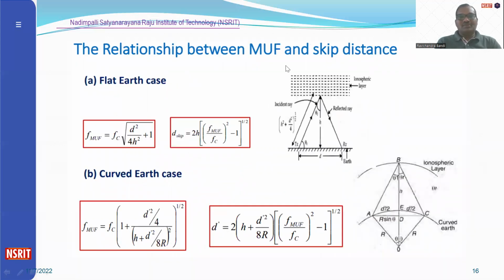The relationship between maximum usable frequency and skip distance differs for the flat earth case and the curved earth case. Flat earth case means the transmitting antenna and the receiving antenna are spaced very close, that is, the distance between them is less than 1000 kilometers. Then we consider the region as flat earth. When the distance between the transmitting antenna and receiving antenna is above 1000 kilometers, we have to consider the radius of curvature of the earth. That is called the curved surface.